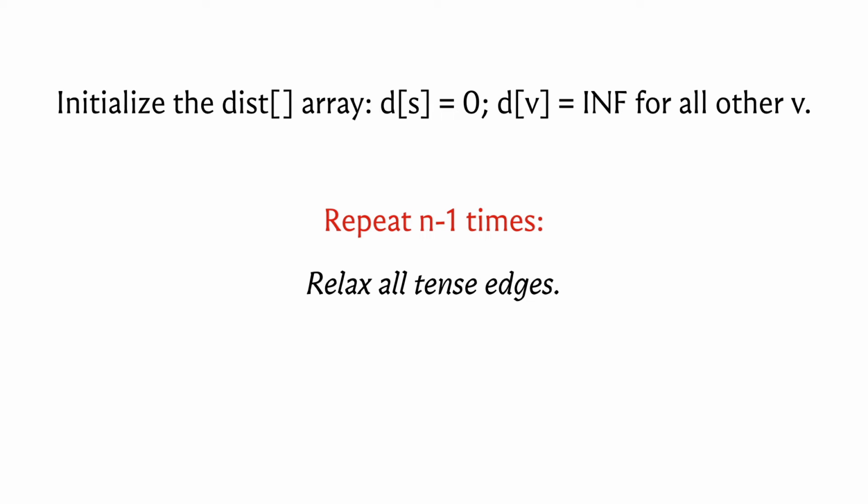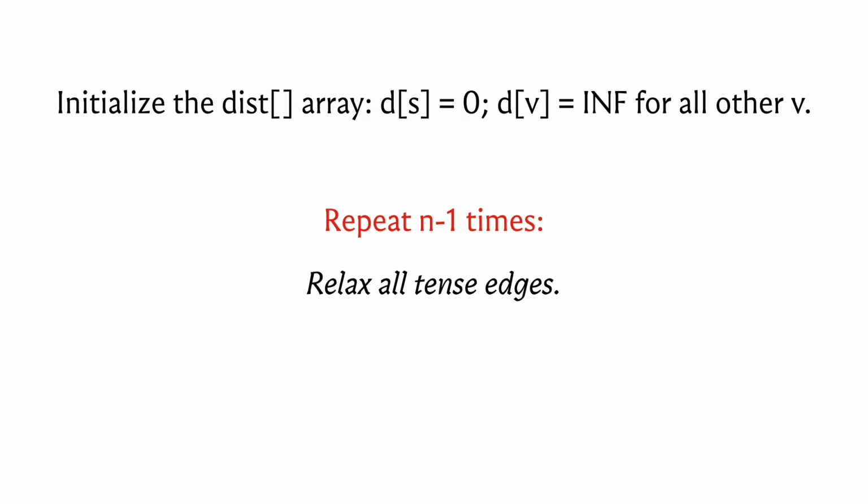to do is we're going to repeat the following process n-1 times. The process being just relax every tense edge. So you're going to basically go over every edge in the graph and check if it's tense, and if it is, then you're just going to relax it. That's it. That's pretty much the algorithm, except for one last step, which I'll come to in a moment. But you can probably already see where the running time is coming from.